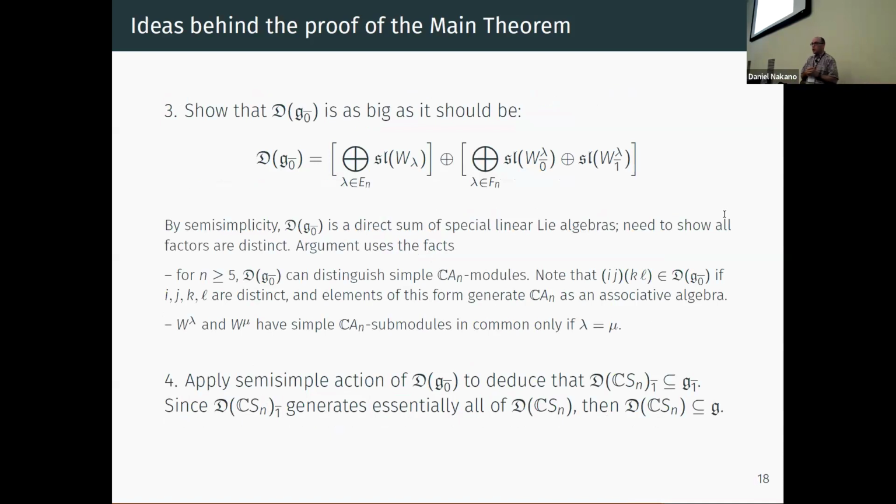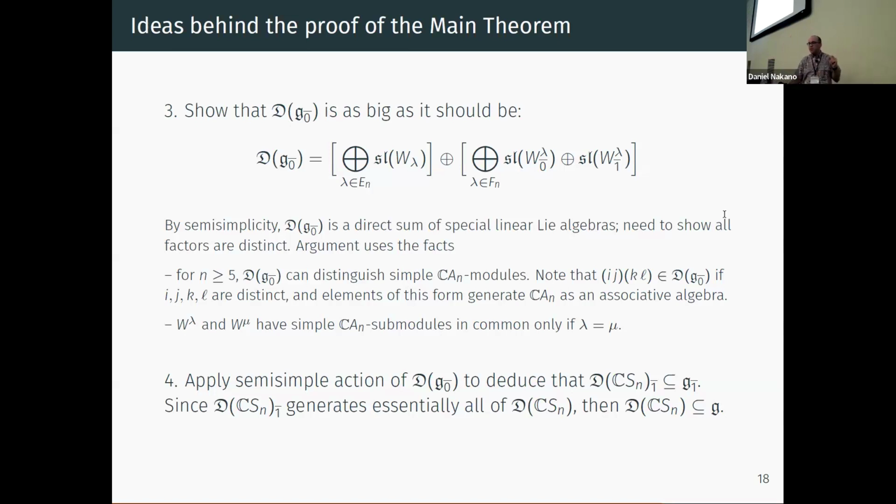And then the next step is to try to show that the derived subalgebra of G0, this semi-simple thing, is as big as it should be if your theorem is true. By semi-simplicity, it's a product of simple subalgebras, of special linear algebras, and you just need to show that you have the correct number of those factors, as many as you think you should. Some of the key ingredients are that these W lambdas and W mus don't have any simple constituents in common over the alternating group unless lambda and mu are equal. And then for n greater than or equal to 5, this derived algebra can distinguish irreducibles for the alternating group.